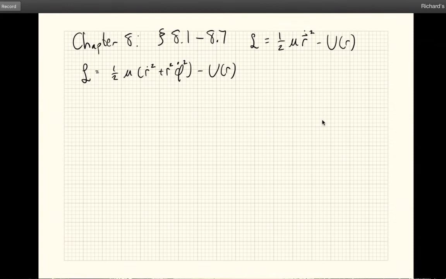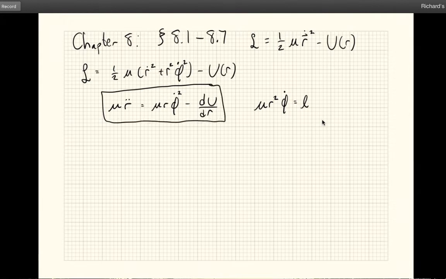Then we could look at the equations of motion, just doing our standard technique, with respect to r and then with respect to phi. When we did this, we ended up with two equations. The reduced mass times r double dot is equal to mu r phi dot squared minus dU/dr, and the other one is the reduced mass times r squared phi dot equal to L. So these are the two equations that we got.